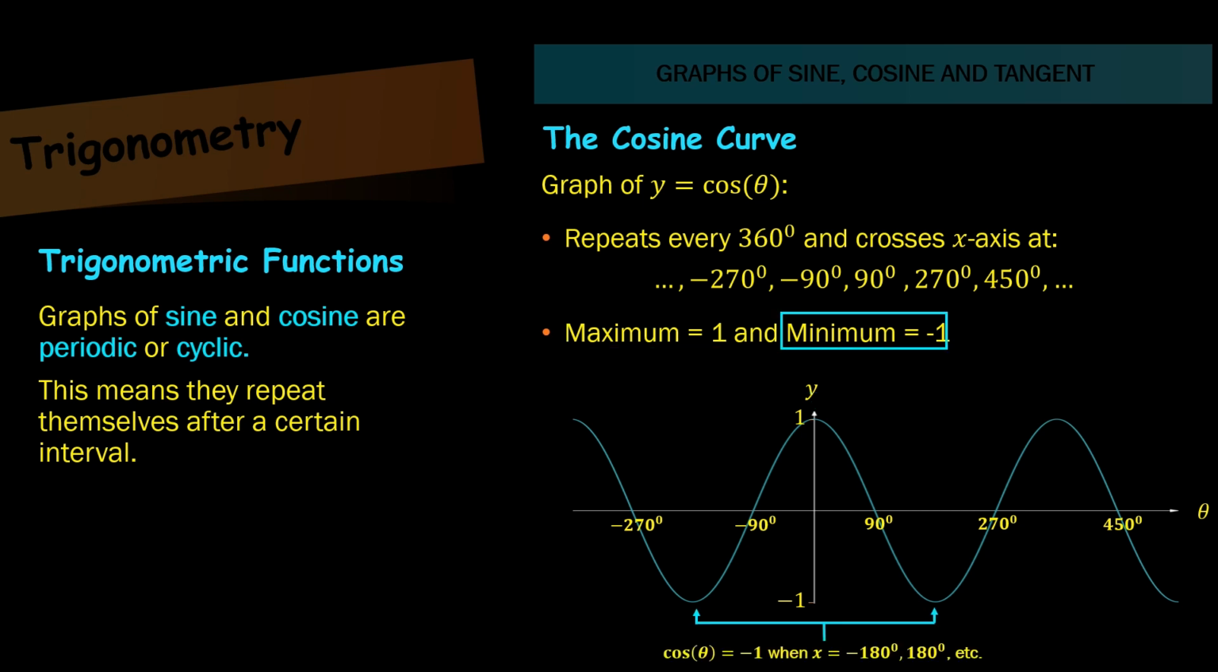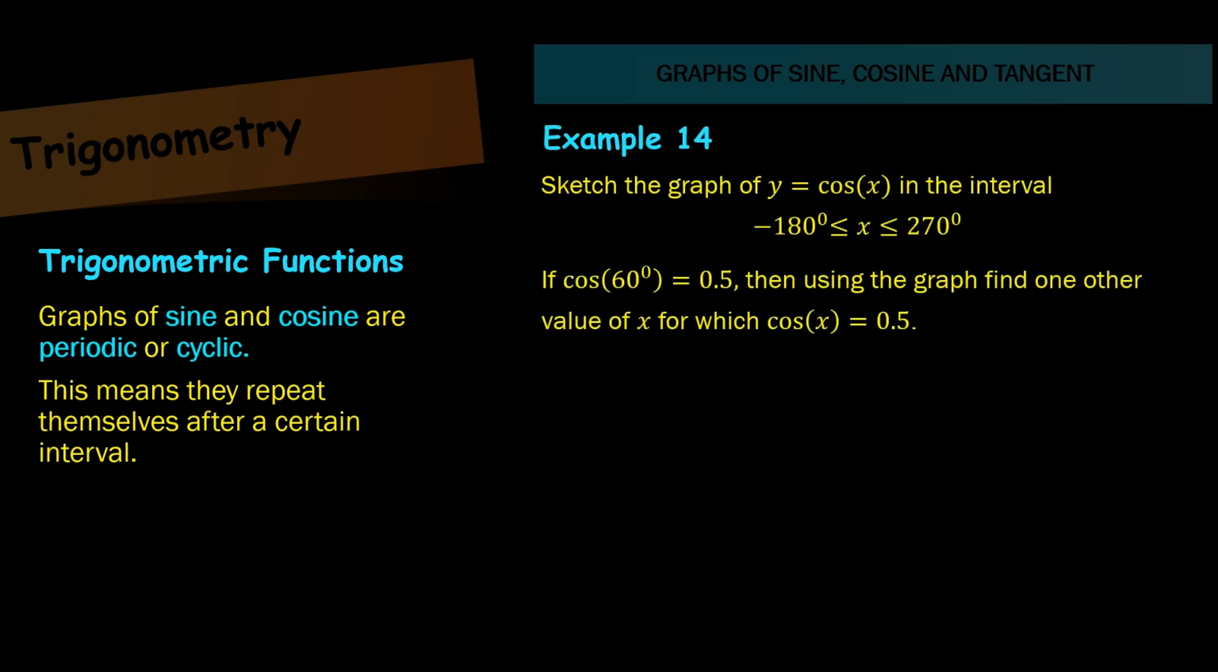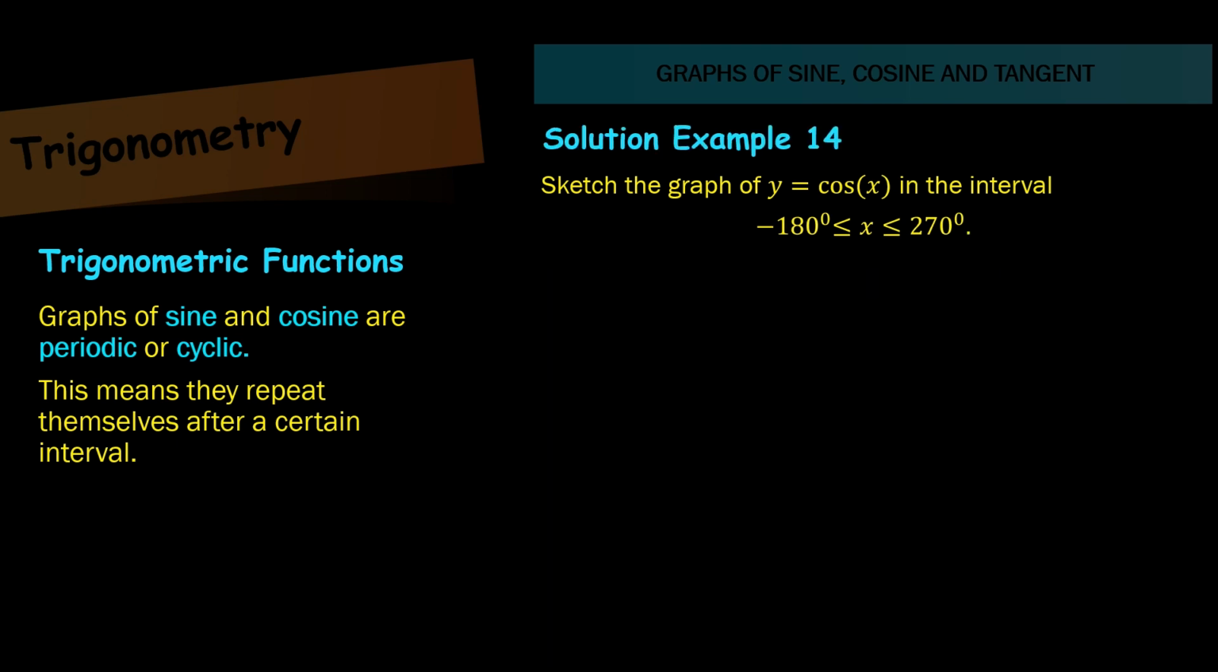The maximum of the cosine curve is also 1, and the minimum is also minus 1. So let's take a look at an example. Pause the video and have a go. Press play when you're ready to view the solution. So let's solve this. We are first required to sketch the graph of y equals cos x in the given interval. So here's a sketch of the graph.